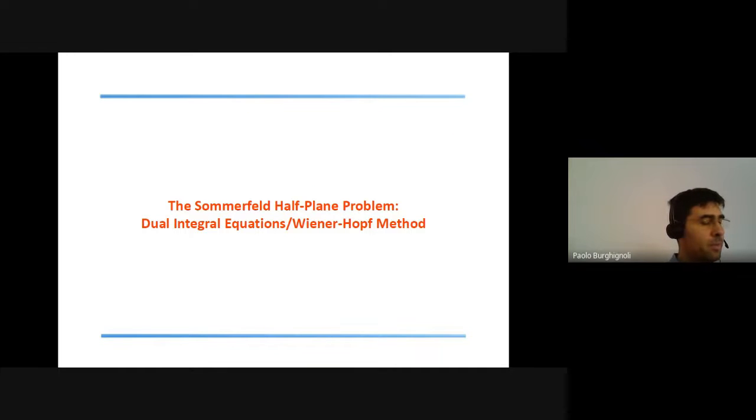And now perhaps we may have a 10 minutes break before entering the other approach, that is the one based on the so-called Wiener-Hopf method in the formulation based on dual integral equations. So even if it's a bit early, maybe it's better to break the lesson now. So I will stop and see you in 10 minutes.